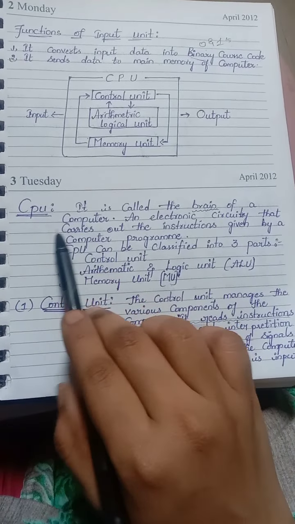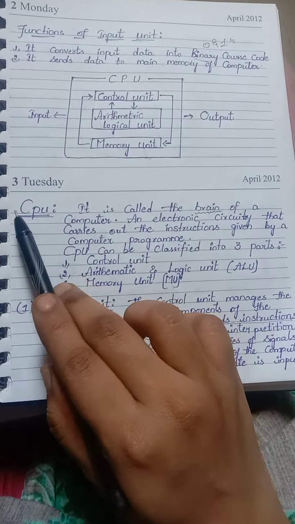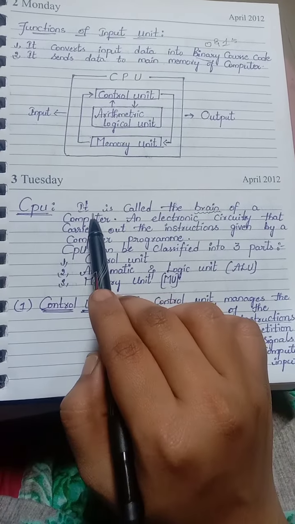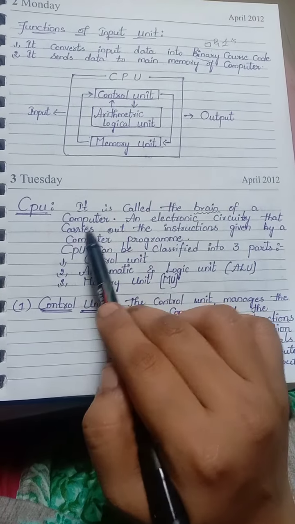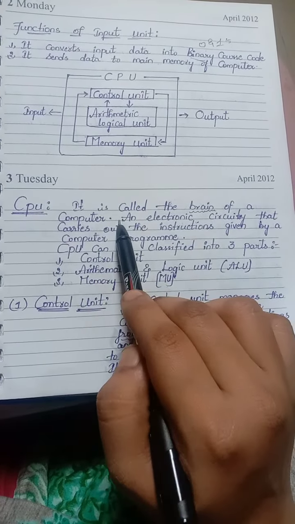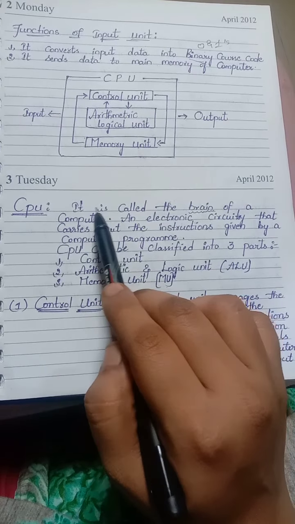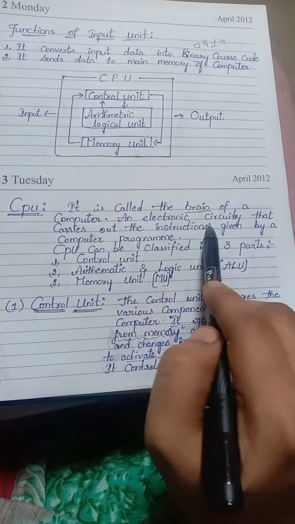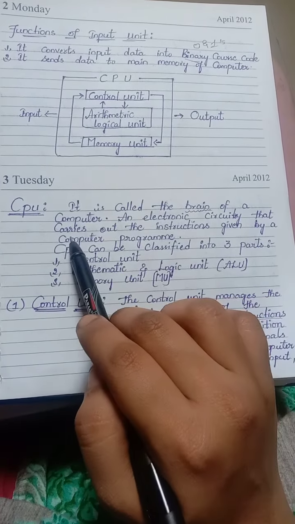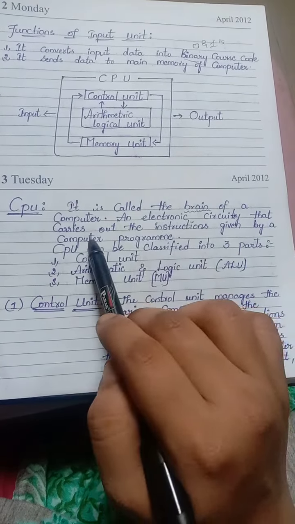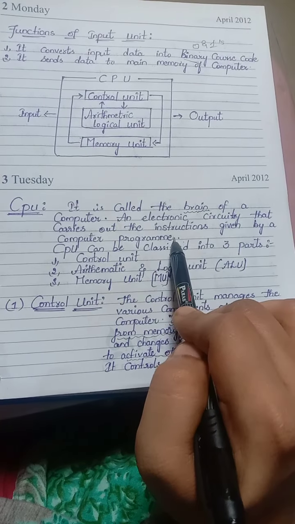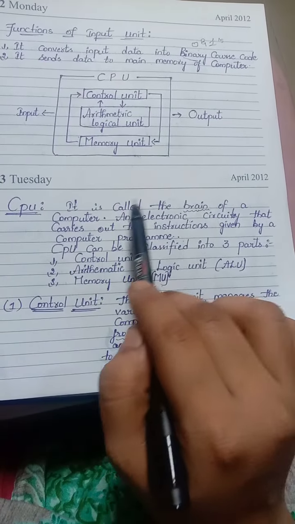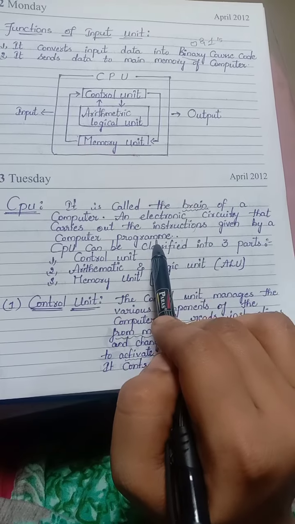As everyone knows, the abbreviation of CPU is central processing unit, means as per the name, it processes the data. It is called the brain of the computer. In humans, the brain is a very important part of the human body. Like this, for the computer, the CPU is the brain. The CPU is an electronic circuit that carries out the instructions given by the computer programmer. Who is the computer programmer here? Only we are the computer programmer here. What does the CPU do? It follows all the instructions which are given by the computer programmer.